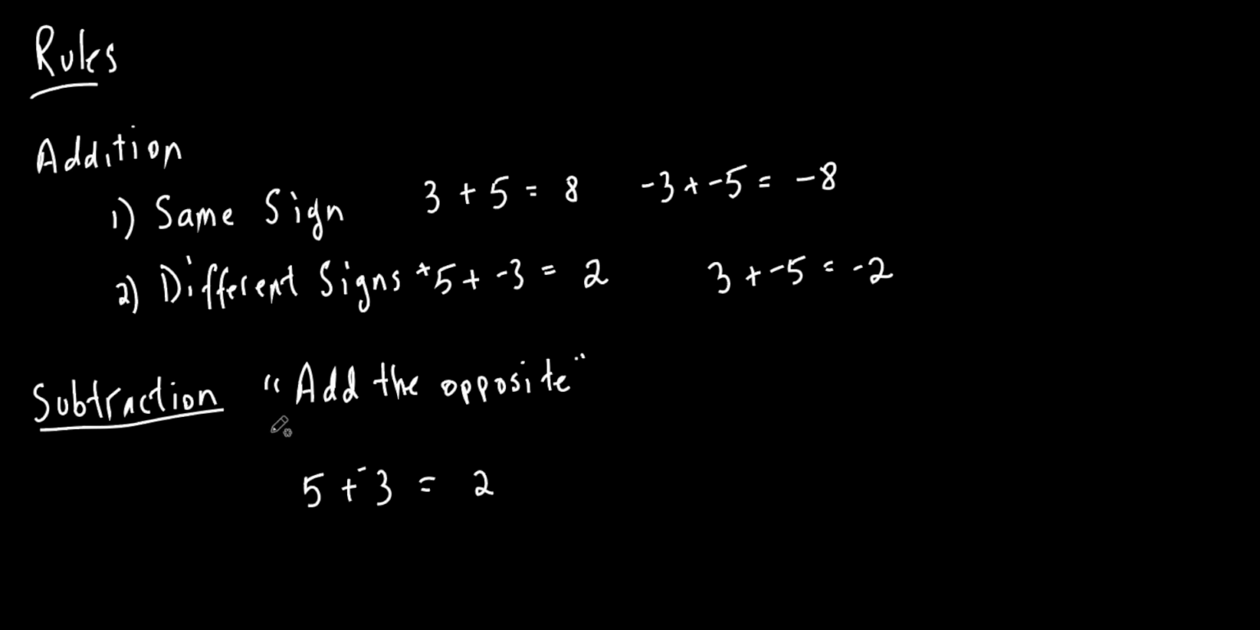And you're like, well, Mr. Hamrick, I already knew that 5 minus 3 was 2. Yeah, I get that, but what about this one? When you're first learning how to do this stuff, this next part messes people up. What if you had 3 minus 5?